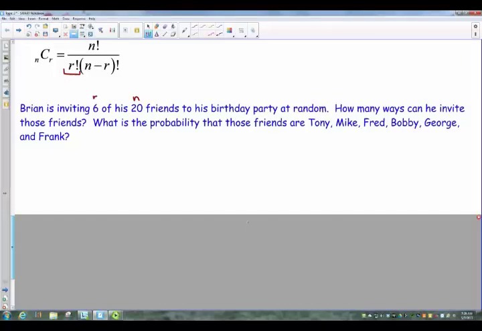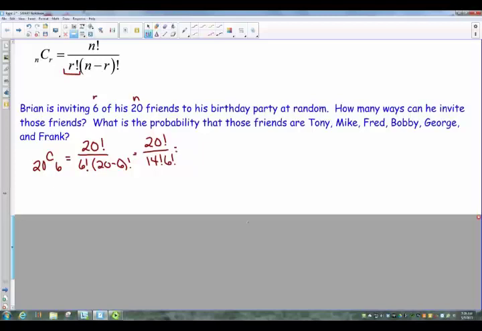Now, the important thing here is it's at random. We don't care what order he chooses them. He's just going to pick 6 people of the 20. So this would set up as 20C6. Now, for the formula, you set that up as n factorial, which is 20 factorial, over r factorial, which is 6 factorial, and then 20 minus 6 factorial. Okay, so that leaves you with 20 factorial over 14 factorial, 6 factorial.